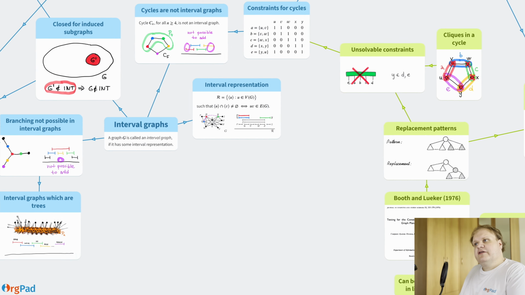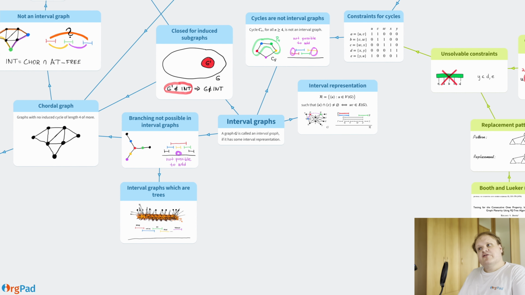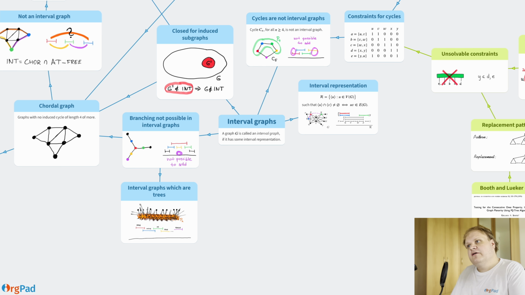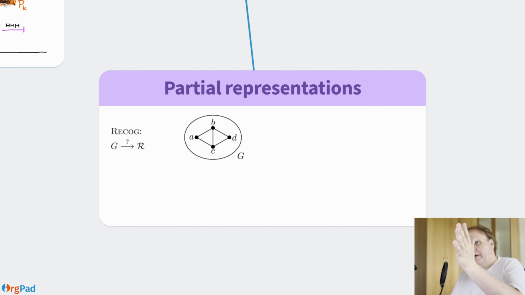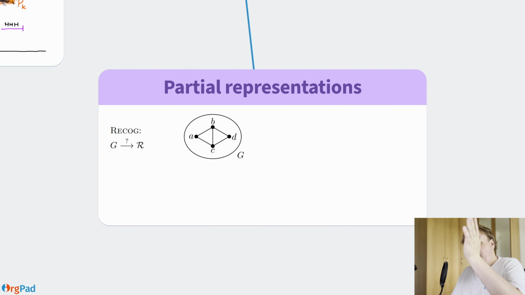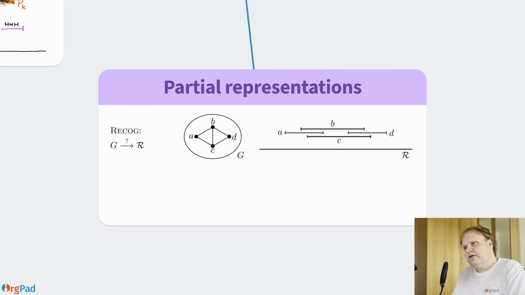I want to conclude this video by describing one of my first mathematical results. It was a problem I considered for my bachelor thesis in 2010. The idea is that before, we were talking about recognition, where the input gives a graph G, and the goal is to build an interval representation for it. So for example, this would be some solution.